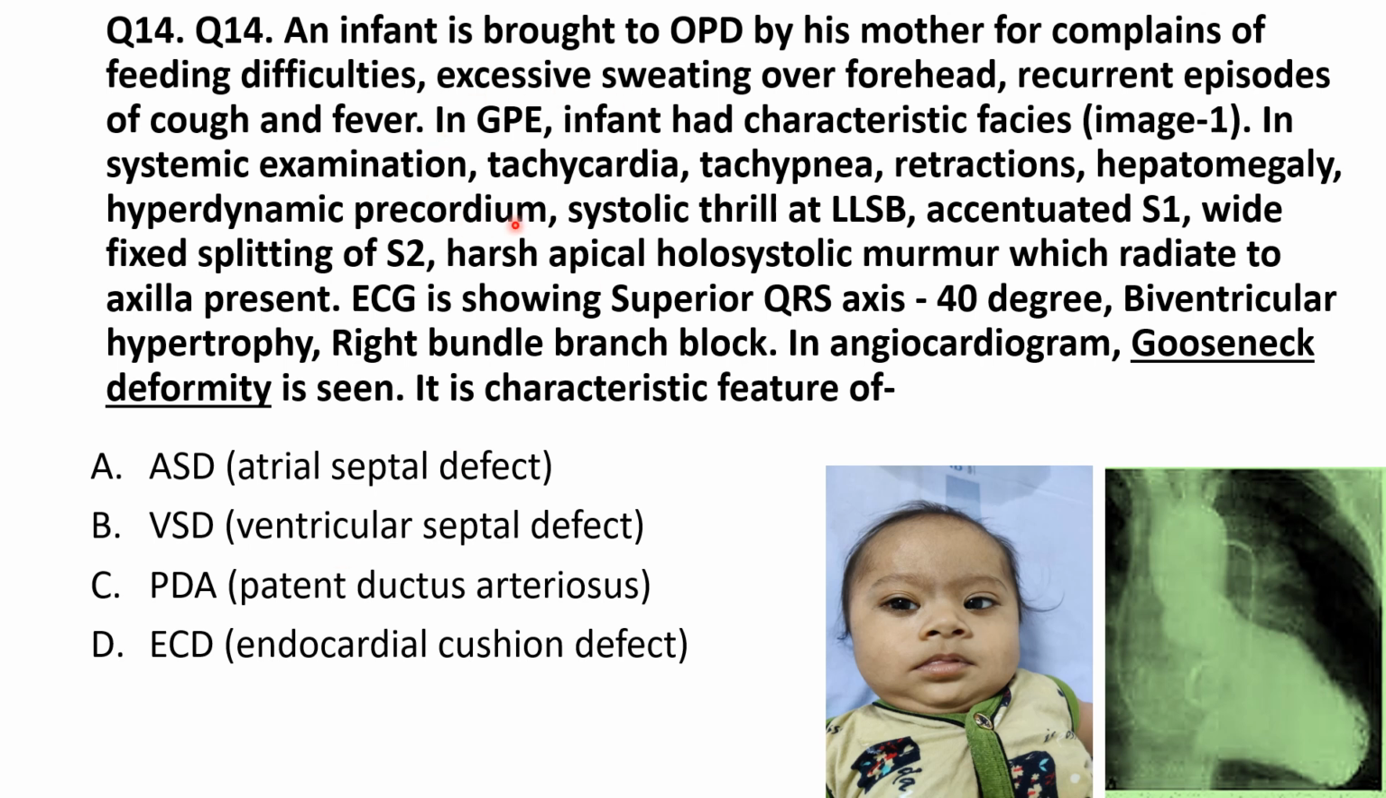Similarly, in the same MCQ they can ask, the stem will remain the same. In angiocardiogram, gooseneck deformity is seen. So it is a characteristic feature of ECD. This MCQ was asked in NEET SS 2017. Gooseneck deformity is seen in which condition? The right answer is endocardial cushion defect. In this image you can see the angiocardiogram showing the characteristic gooseneck deformity.